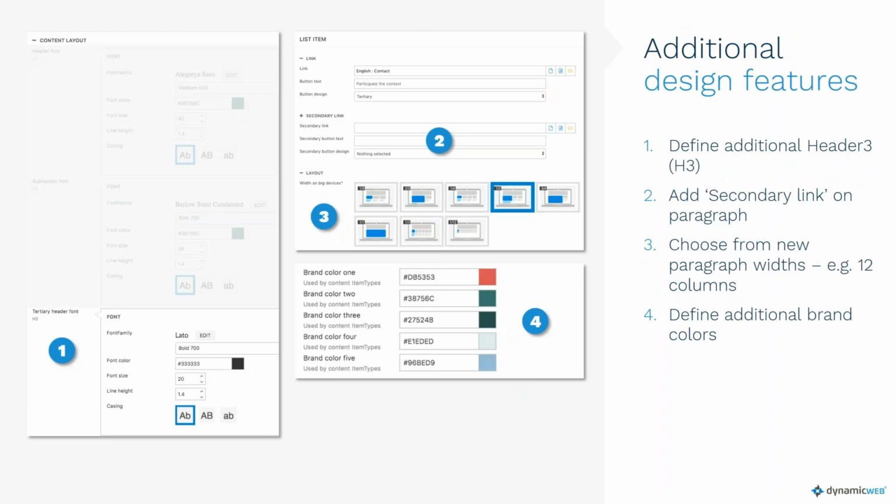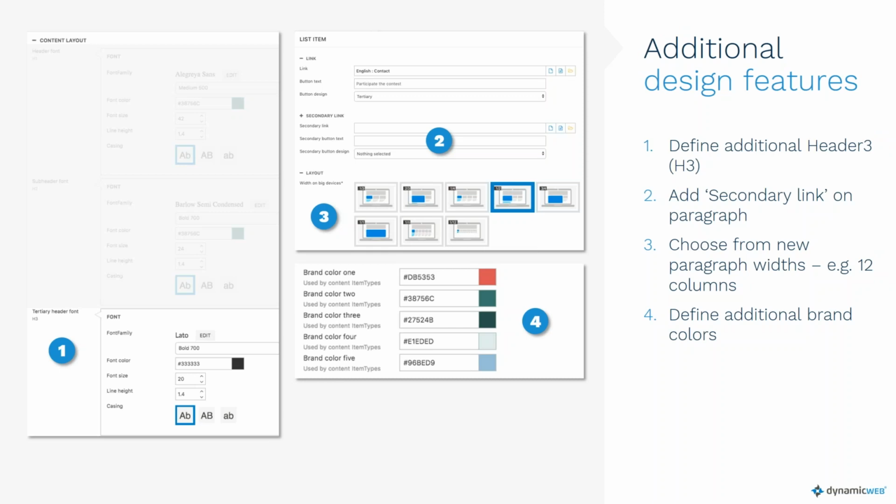Other than that, we have added H3, so you can now define the font design for H3. We have also added a secondary link to a paragraph, so you can apply 2 buttons on a paragraph. And there was also a request from some of the partners that the width layout should have 1/6 and 1/12, depending on what type of images they want to display, or icons as well.